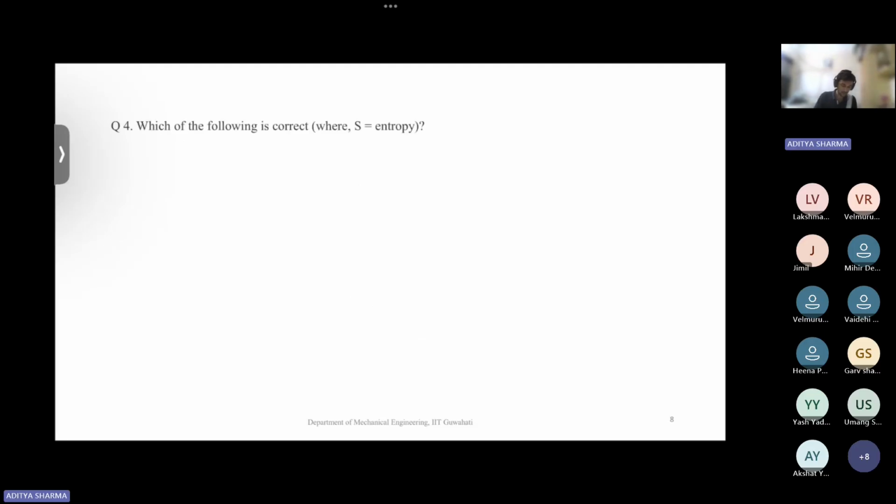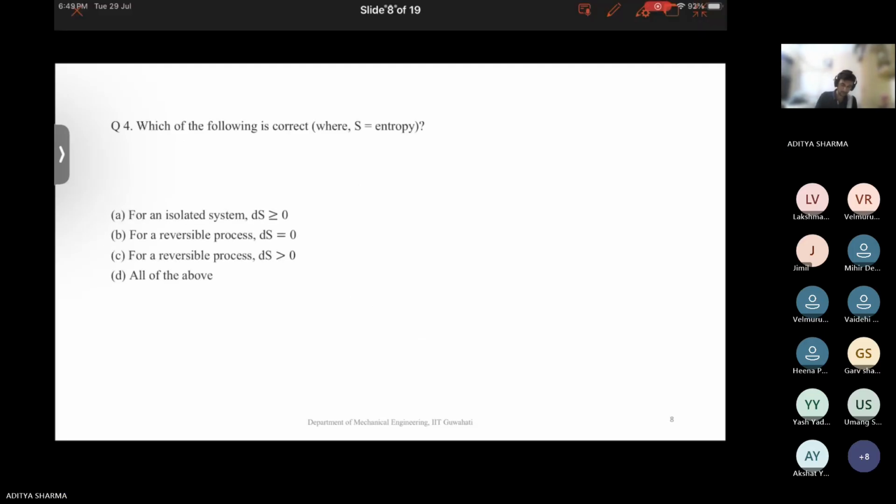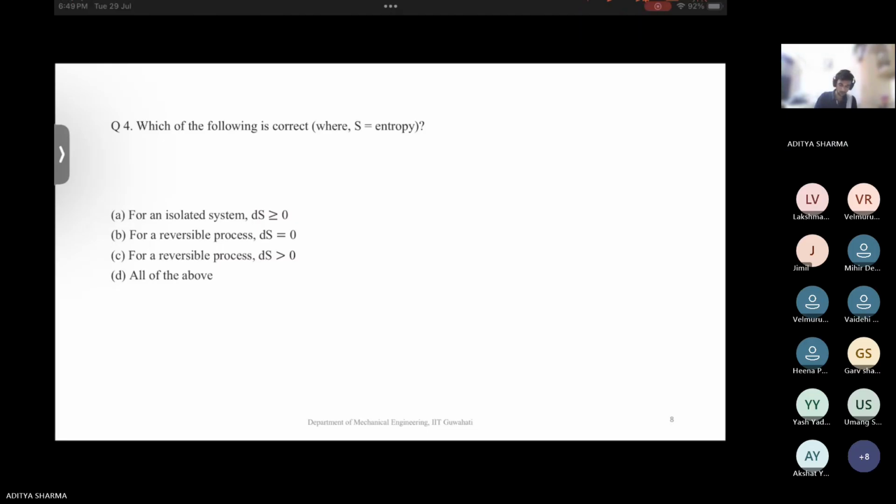Then moving on to your next question, question number 4. So please read this question and try to answer this also.